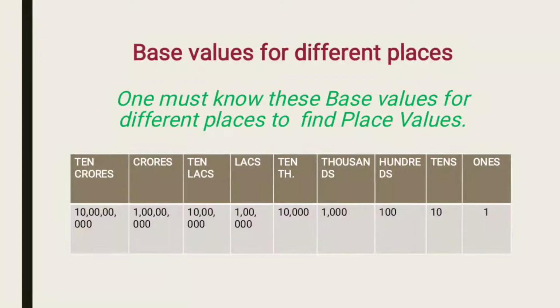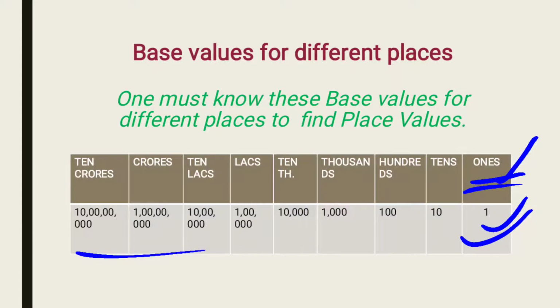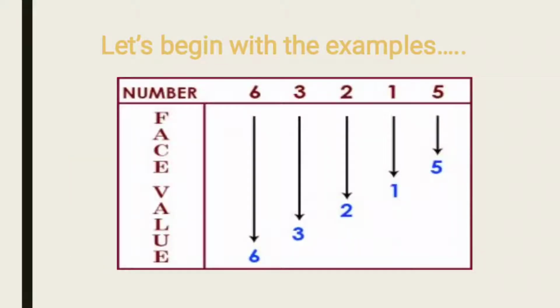So here is once again the table for the bases and its places. These are the places and these are the base values for different places. You must know these base values of all the places, because for finding the place value you need this. Now let's begin with the examples to understand the concepts well.